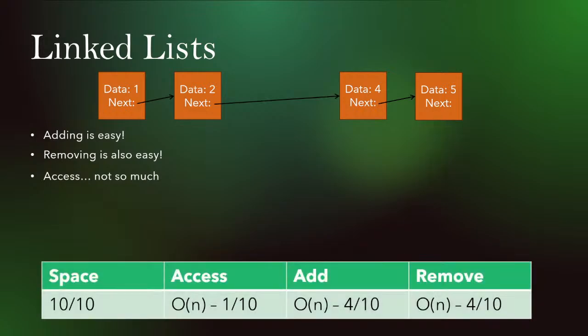So for this chart now, I'm giving space a 10 out of 10 because it can literally be stored anywhere. It doesn't need to be continuous memory. It can easily find random spots in memory to put these nodes. However, access is going to be a whole lot more difficult because you never know how long it's going to take. It has to go through each node one at a time. It can't easily count 5 spaces from the first memory slot. And now adding and removing are also going to be a lot easier. I'm giving it a 4 out of 10, because I think it's possible now, but you still need to be able to track or access that element and remove it or add it.